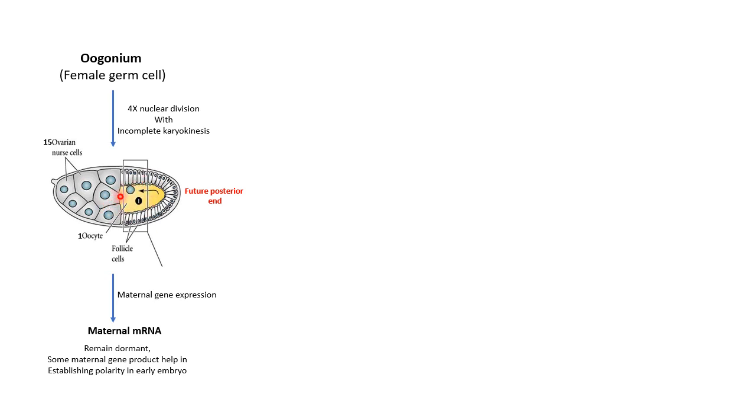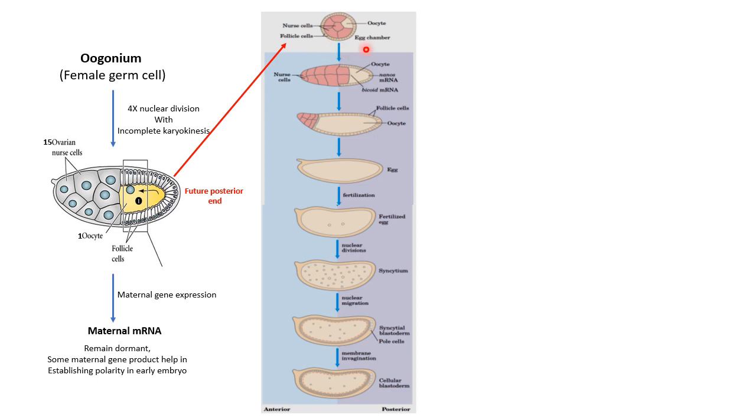will remain interconnected. So out of 16 cells, there are 15 ovarian nurse cells and 1 oocyte precursor which is present at the end of this structure, which will be the posterior end in the future developmental stages. Now as this egg forms, the nurse cells and the follicle cells will start expressing maternal gene products and a lot of maternal mRNA and protein will form which will remain dormant. However, some of the maternal gene products will help in establishing polarity in the early embryo and also in oocyte development. So coming here, these 15 nurse cells and 1 oocyte together are known as the egg chamber.